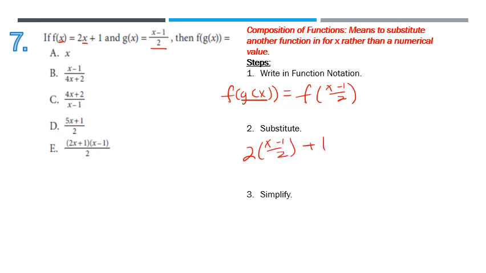Then we're going to simplify. 2 divided by 2 is 1, so they disappear. And we're left with x minus 1 plus 1. Well, negative 1 plus 1 is 0, and we're just left with x. So the answer is A. So those are the 3 steps that you're going to follow.